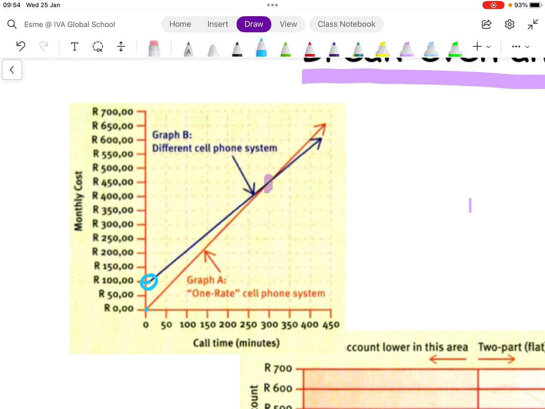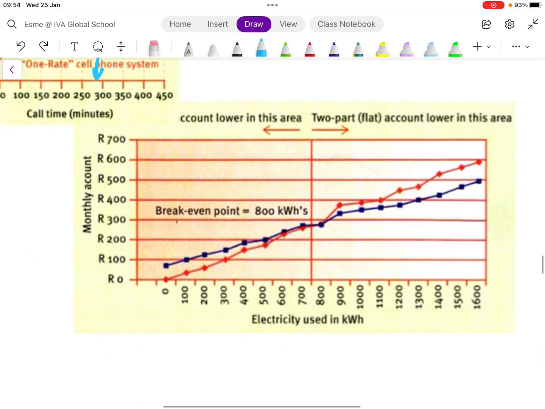And how do we know that? Well, if I use no electricity, I pay no money. And you will see right up until this point here, which if I read over there, graph A is cheaper because it lies behind or below graph B. So let's have a look at another way of representing it. The account is lower, this graph is lower, up until that point.